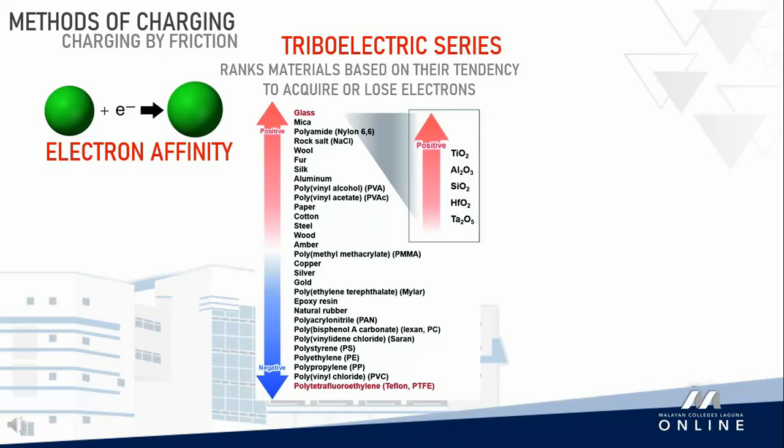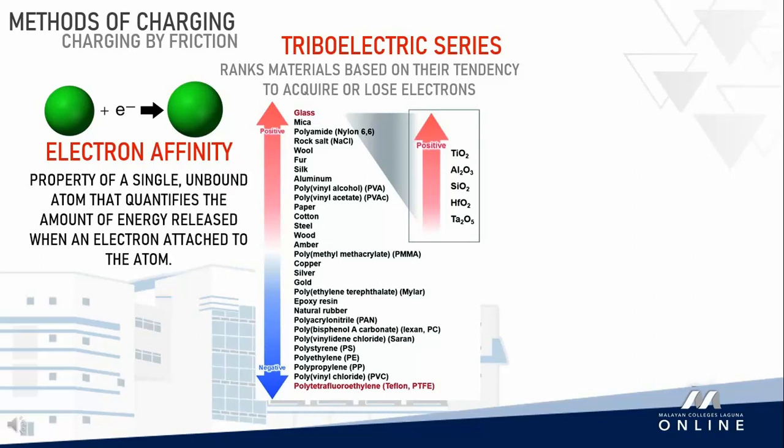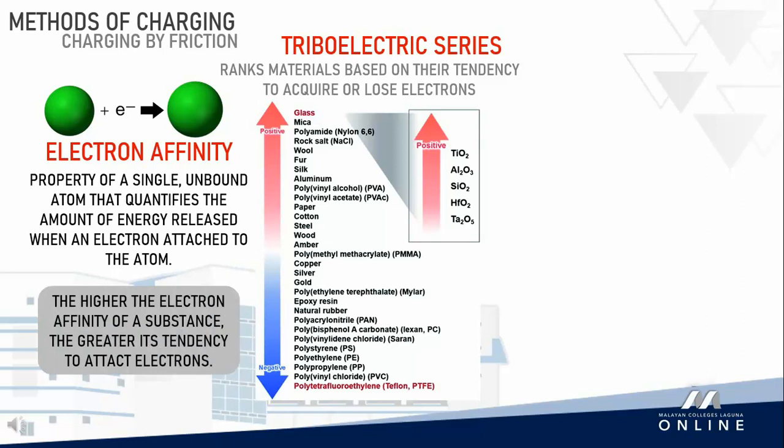That is correct. Electron affinity is the property of a single unbound atom, and it quantifies the amount of energy released when an electron attaches to the atom. We can say that the higher the electron affinity of an object, the greater its tendency to attract electrons.